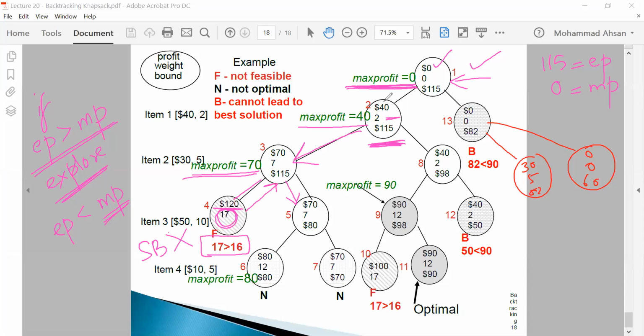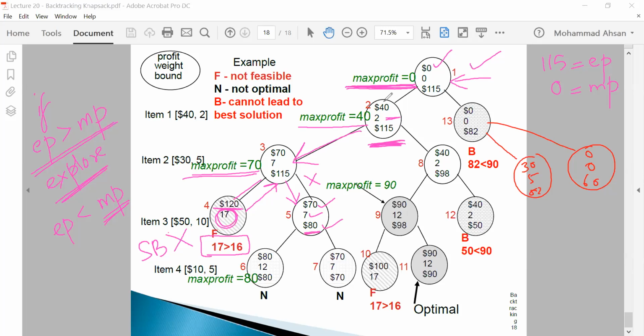I will go to node number 5. So node number 5 means I will drop item number 4. So what I get out of item number 3 is a profit of 70 and 7 weight and estimated profit of 80. This estimated profit is changing because you are dropping item number 3 here. So you have to recalculate using fractional knapsack for item 1, 2 and 4. Okay. So you are getting this.